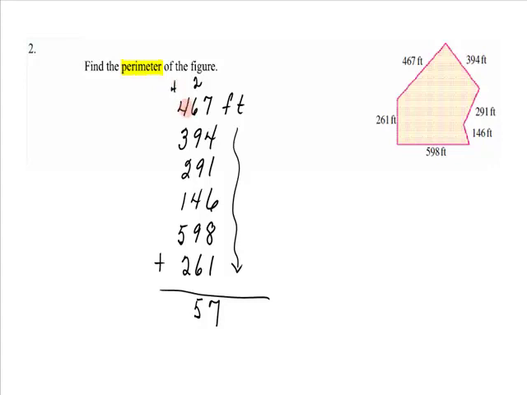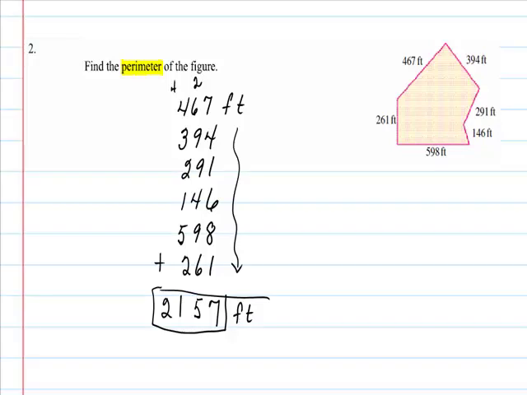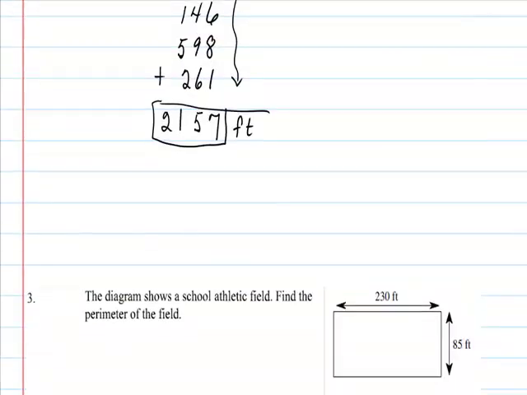Now I have 4 and 4 is 8, plus 3 is 11, plus 2 more is 13, that makes 14, and 5 makes 19, and 2 makes 21. This will be 2,157 feet. Once again, you will fill in the number, and the feet will already be labeled for you. All right, let me switch over to some lines for my next one.